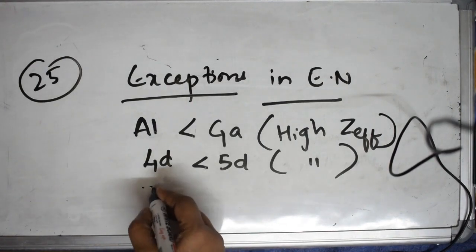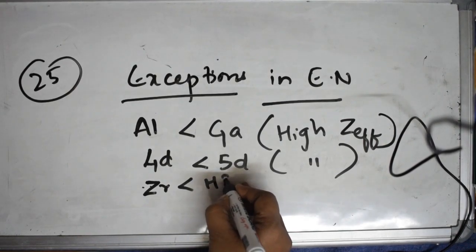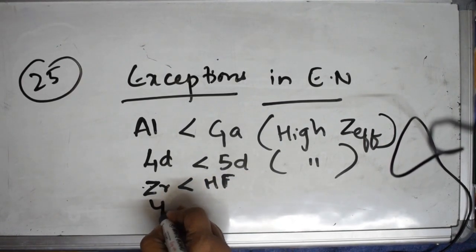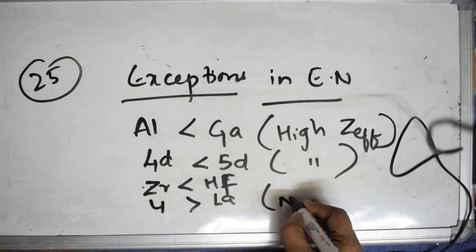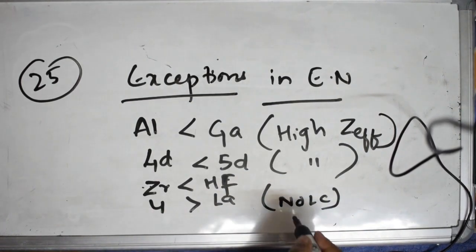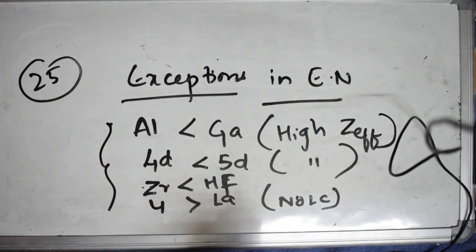And if I have to see the d block elements, zirconium is less than hafnium. Yttrium again is greater than lanthanum. Why? What is the reason in this case? Here there is no lanthanide contraction. Remember. So why have I given these trends like this? Because these are the exceptions which they ask you in the exam.